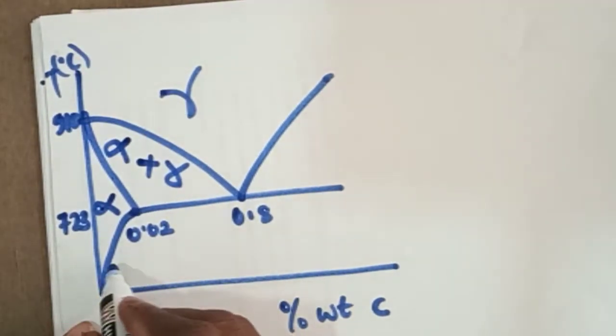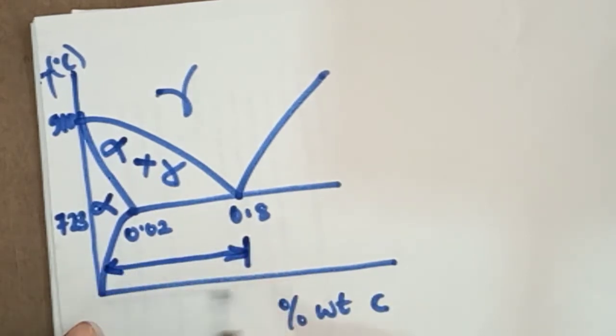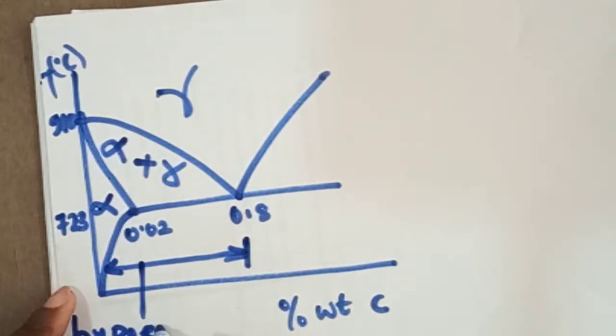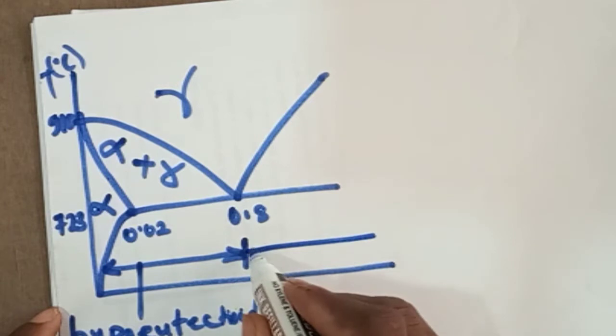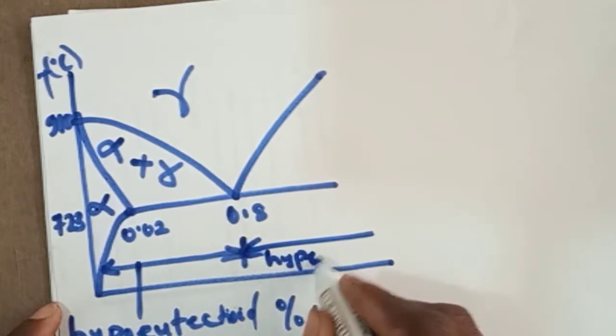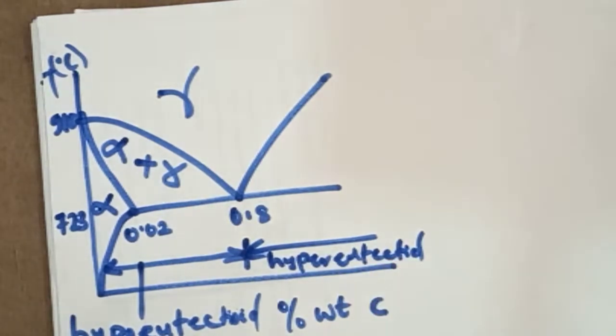One thing I would like us to know is that any steel that is within the range of 0.8, that is less than 0.8, we call that steel hypoeutectoid steel. And any steel that is above 0.8, we call that steel hypereutectoid steel. So this is just the difference between hypoeutectoid and hypereutectoid. One is having carbon content less than 0.8, and the other is having carbon content above 0.8.